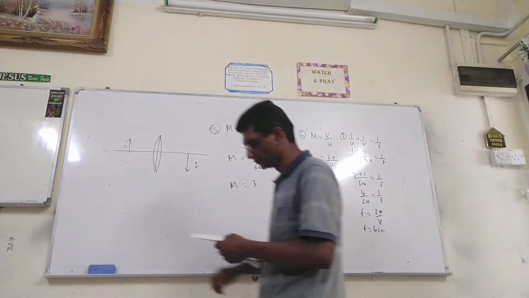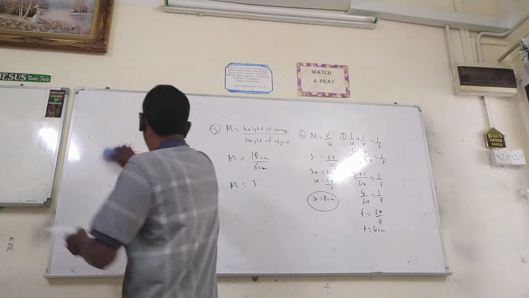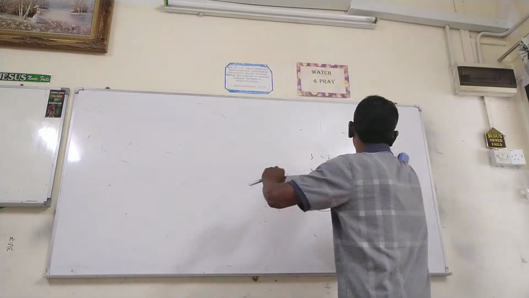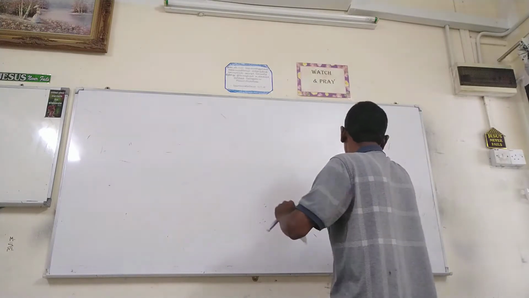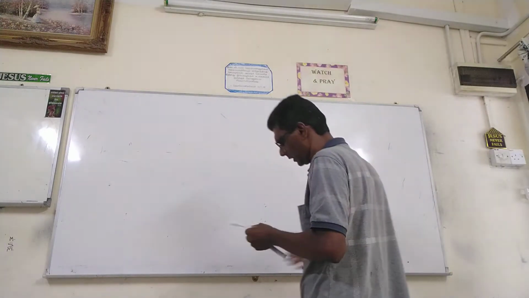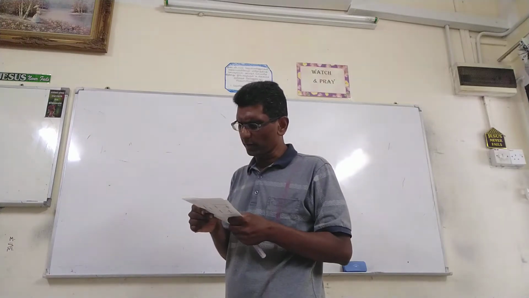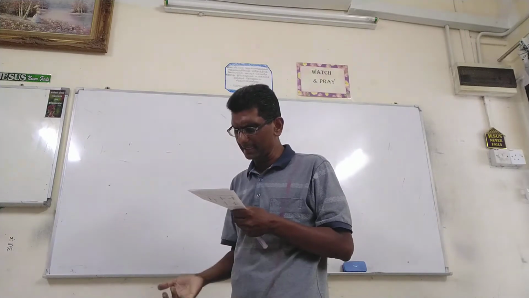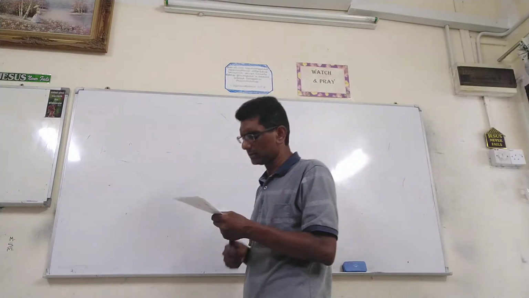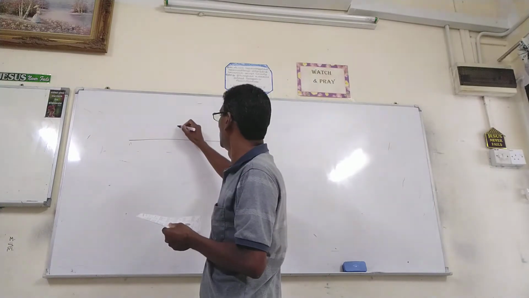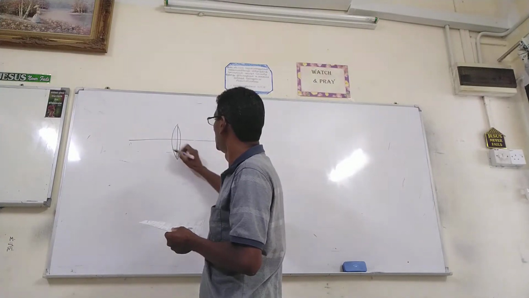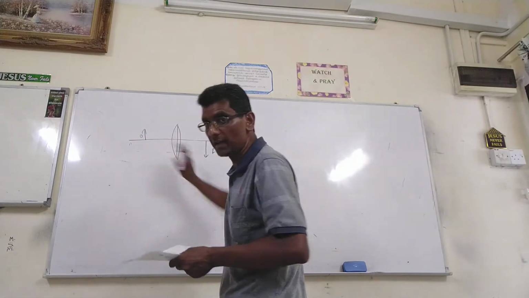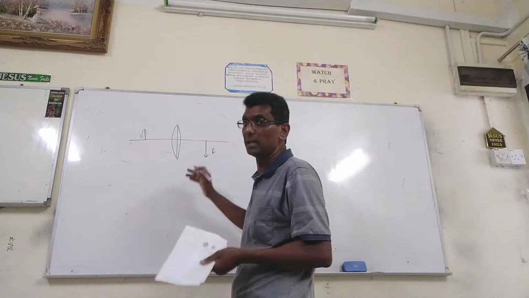Now, question 8. If the magnification of the convex lens is 4, and an image is formed at a distance of 20 cm behind the lens, find the object distance. The object is here, and the image is formed behind the lens. Behind the lens means the other side of the lens. So it must be a real image.